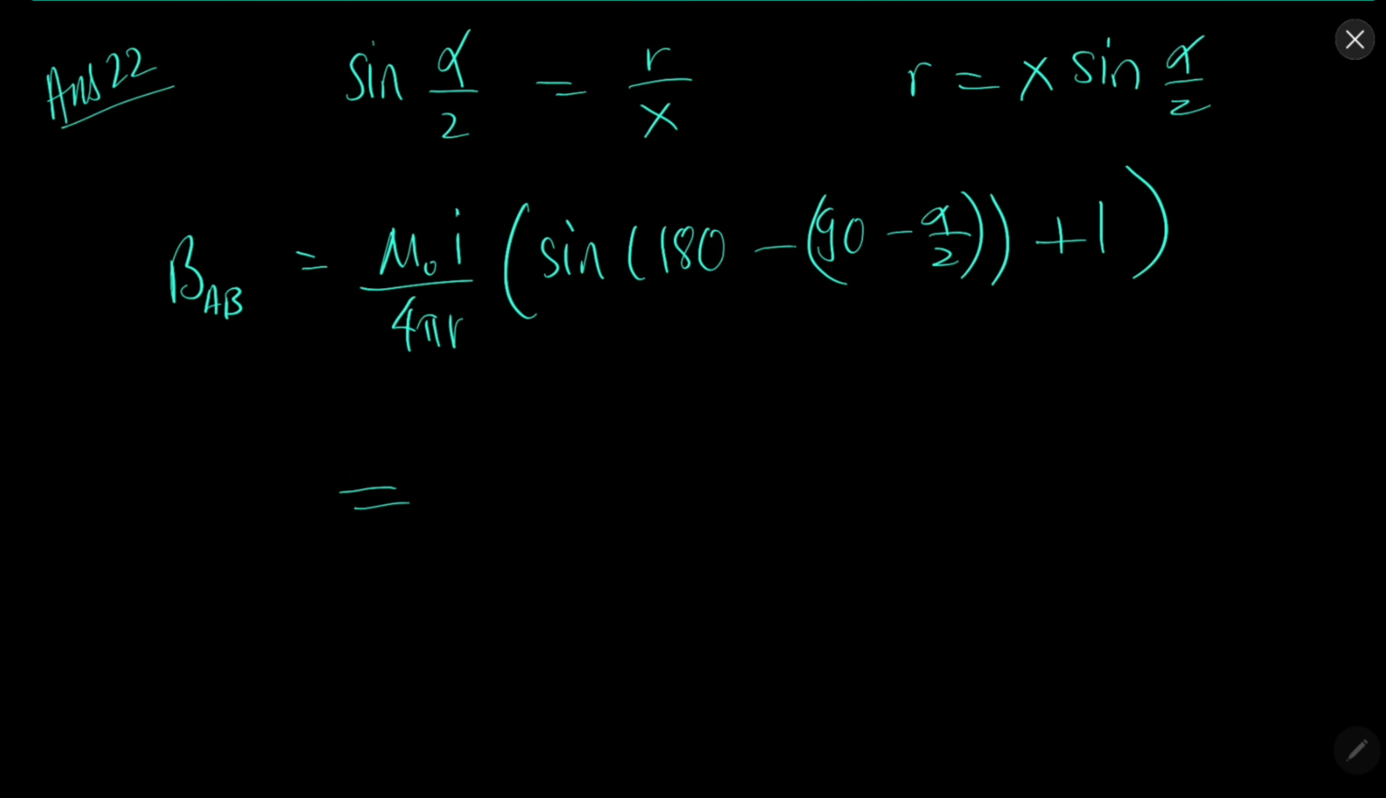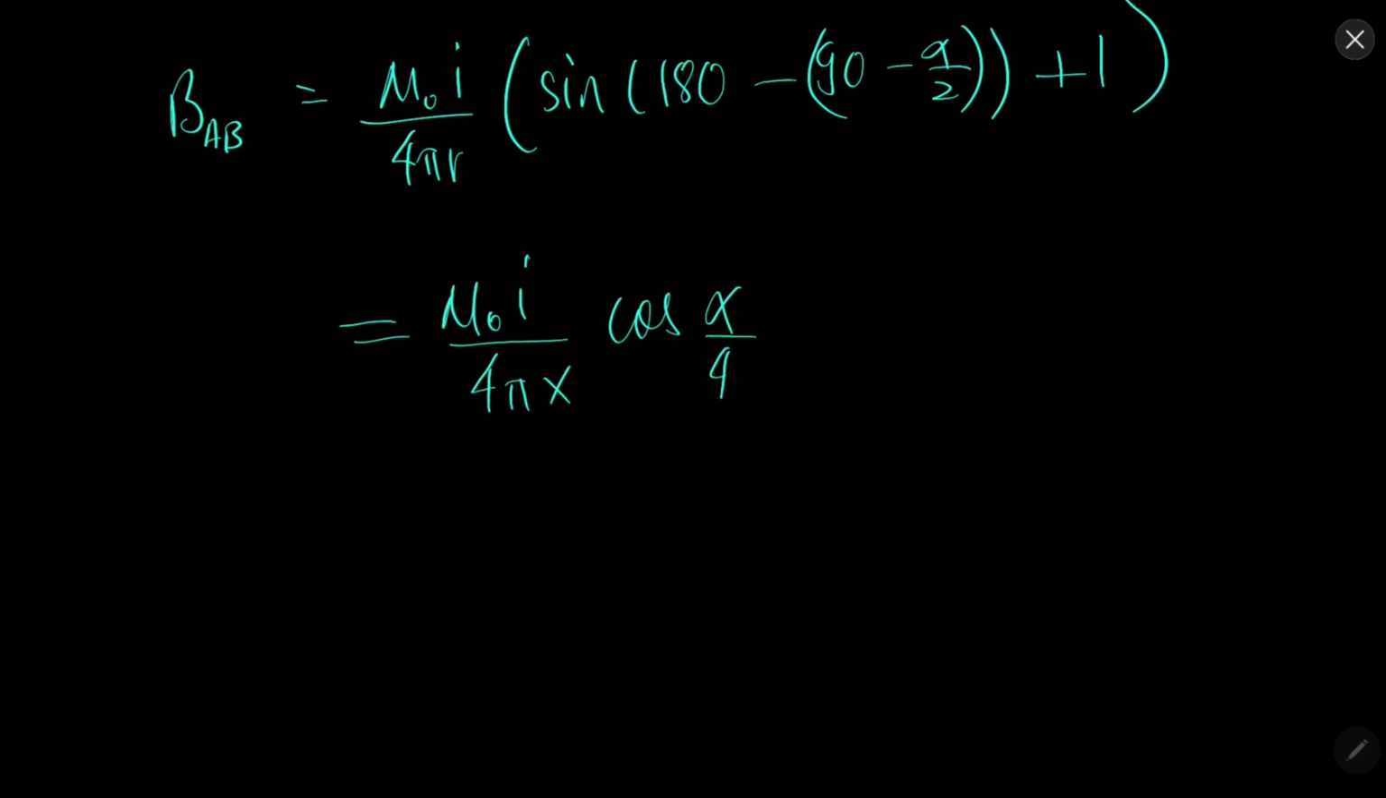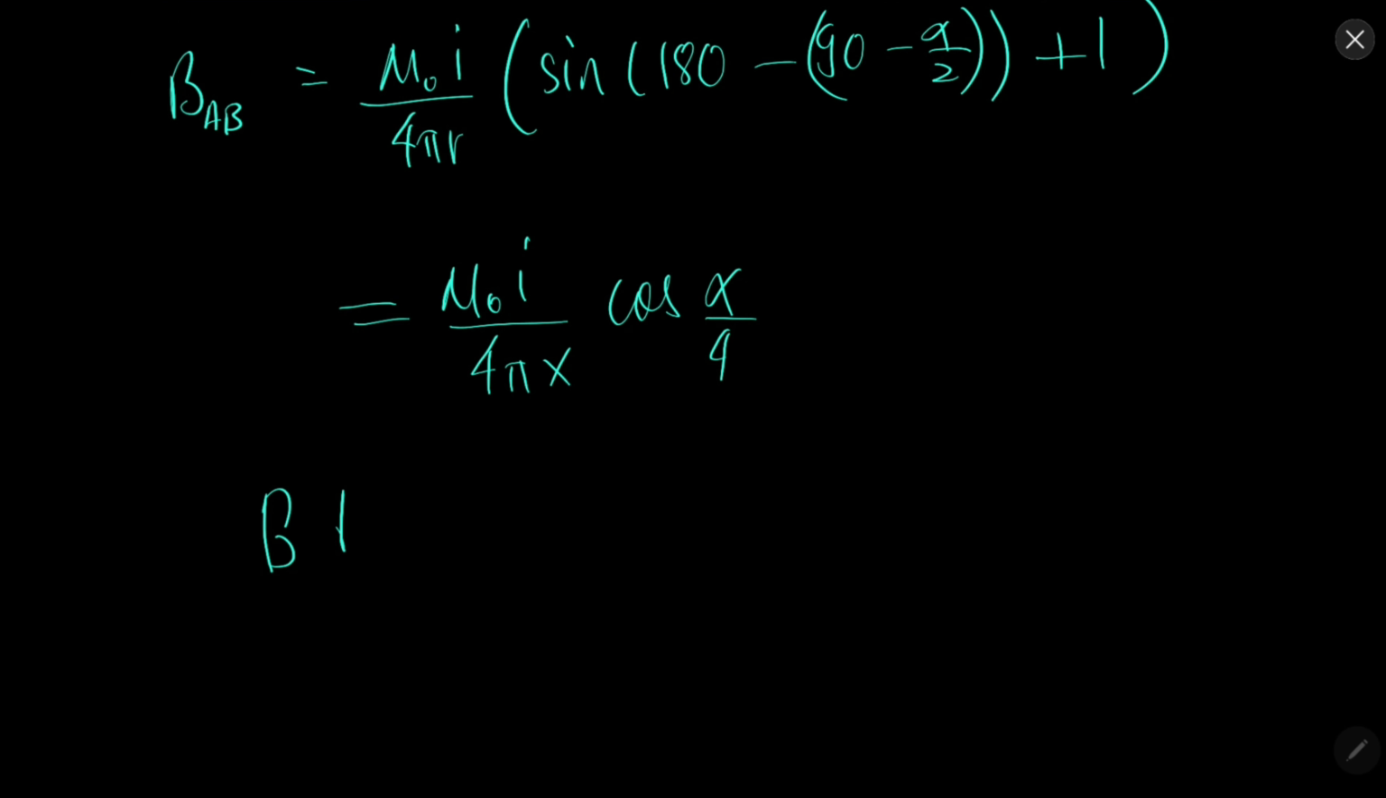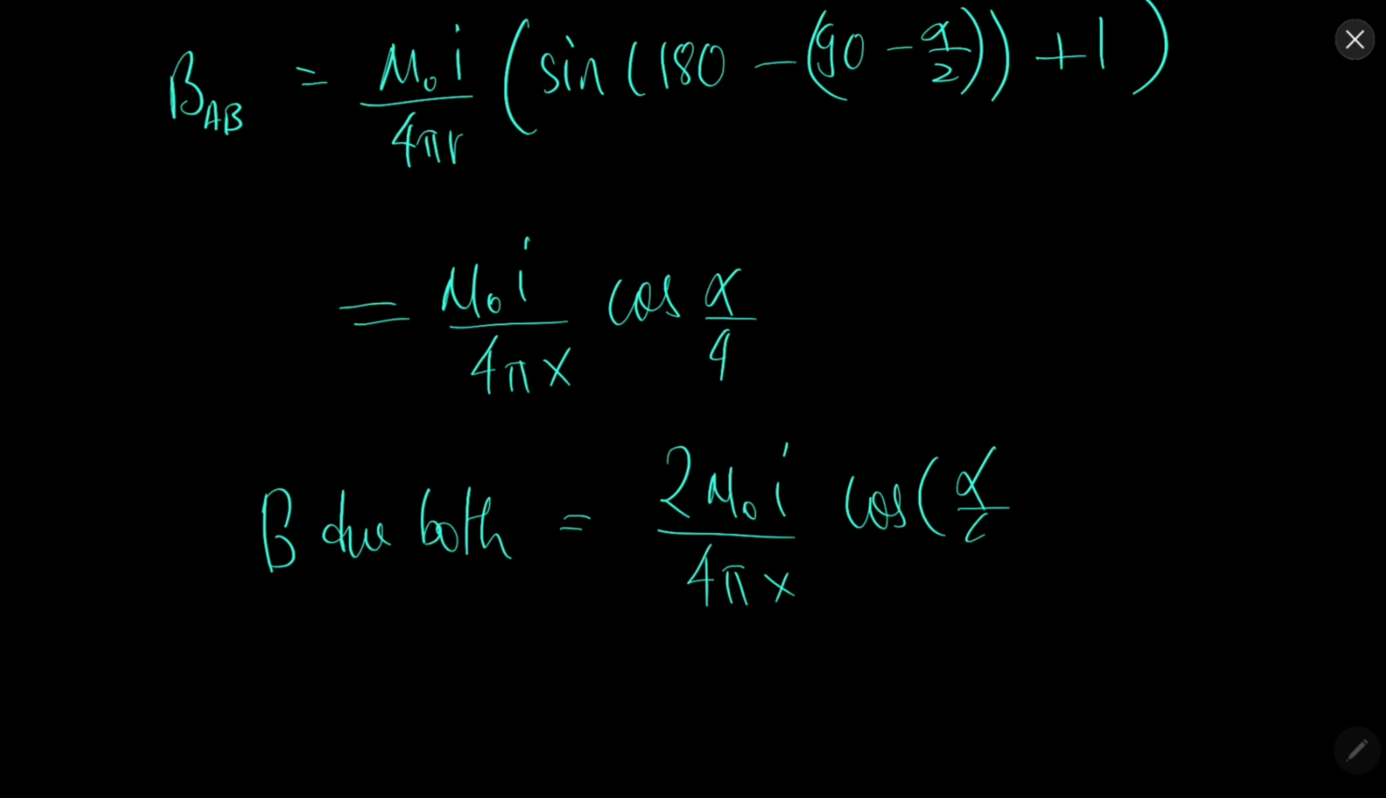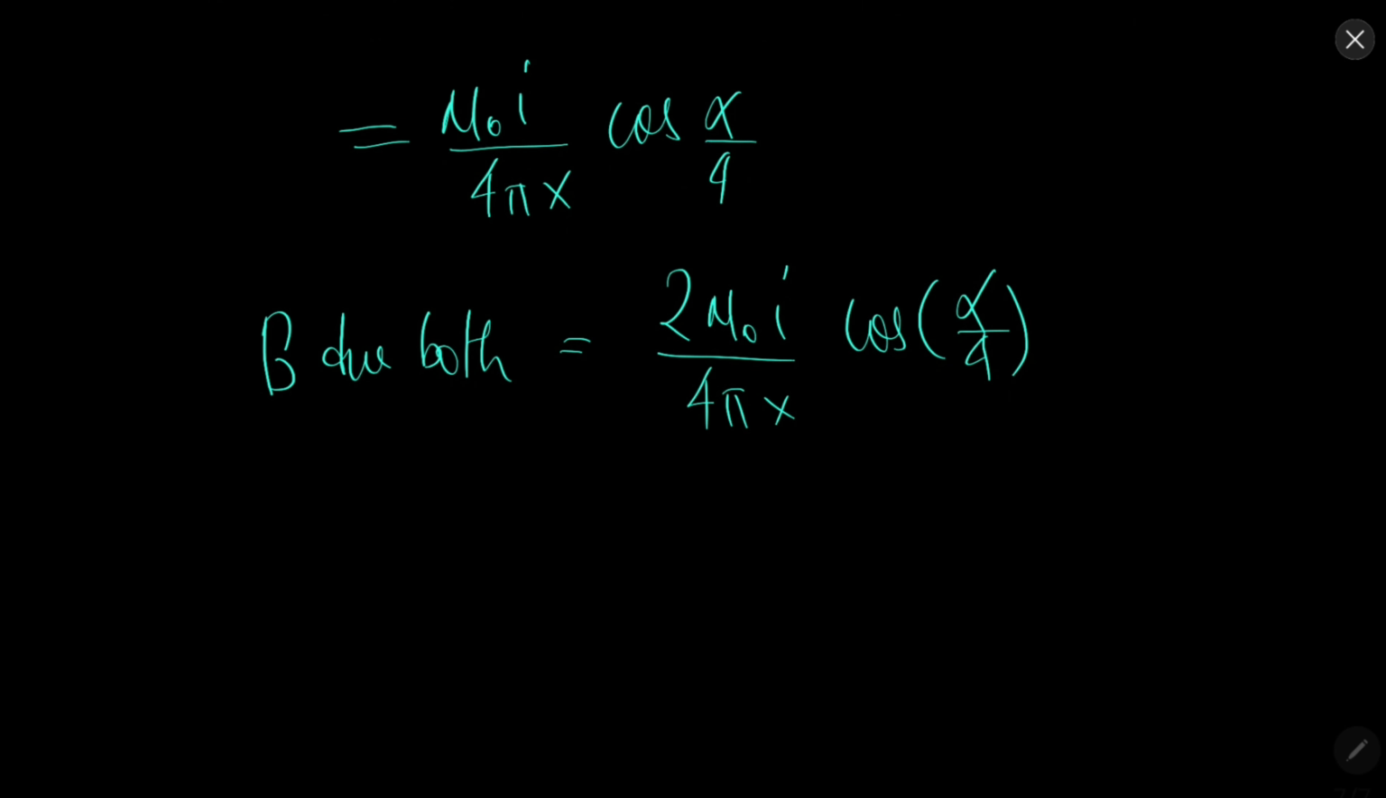So it will give us mu naught I over 4 pi X cot alpha by 4, and the magnetic field due to both wires will be 2 mu naught I over 4 pi X cot alpha by 4, or it can be mu naught I over 2 pi X cot alpha by 4.